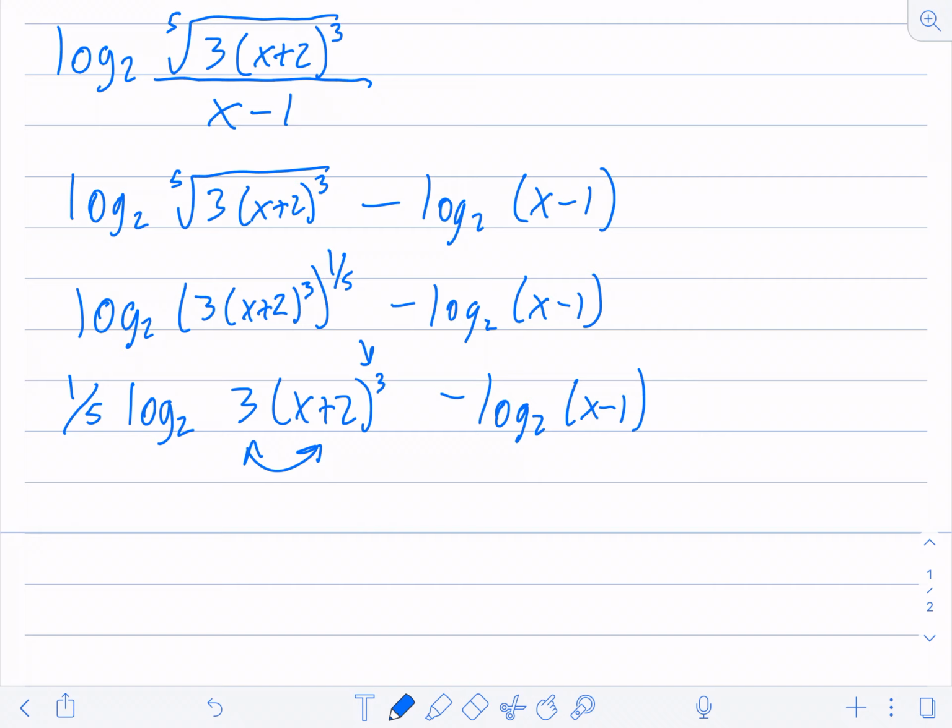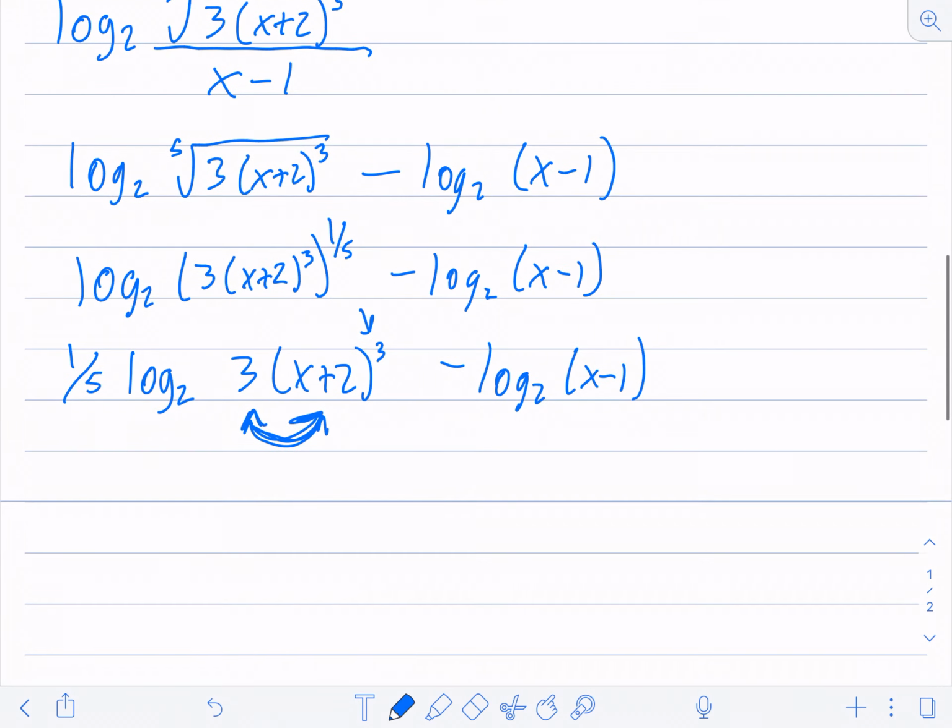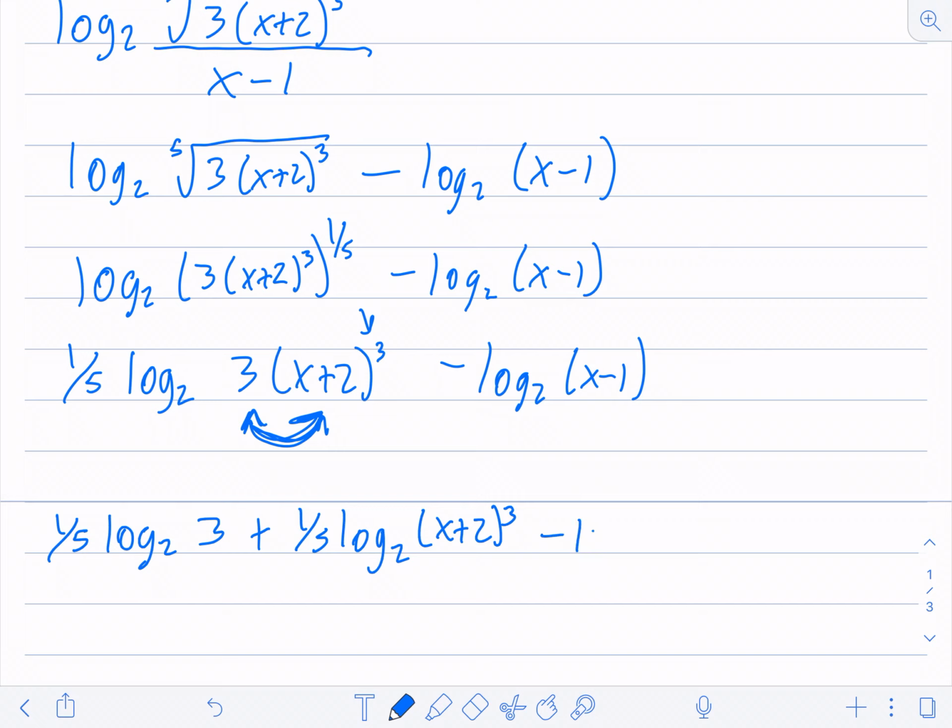So I can't bring the 3 in front of my log because it's not a 3 that applies to the whole log. But I can split up these two terms, the 3 and the x plus 2 to the third power, because they are multiplied together. I can split those up into two logarithms that are added together. So I can say 1/5 log base 2 of 3 plus 1/5 log base 2 of x plus 2 to the third power. And look what I just did there. I took the 3 and the x plus 2 cubed and split them up into two terms. Notice the 1/5 applied to both of the terms still, right?